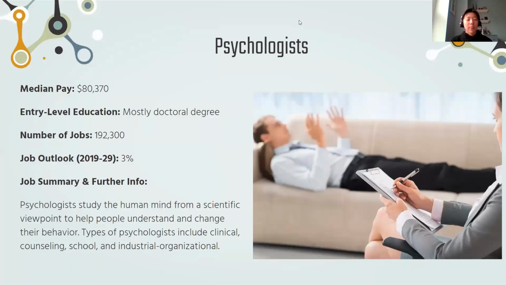All right, psychologist. Psychologists have a median pay of about 80K. Most psychologists usually have a doctoral degree. There are about 192,000 psychologists working in the US right now. The job outlook is 3%. Psychologists study the human mind from a scientific viewpoint to help people understand and change their behavior. Types of psychologists include clinical, counseling, school, and industrial organizational.